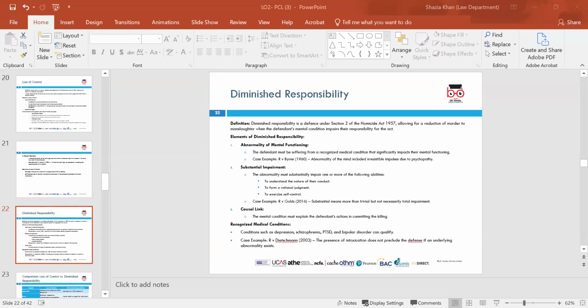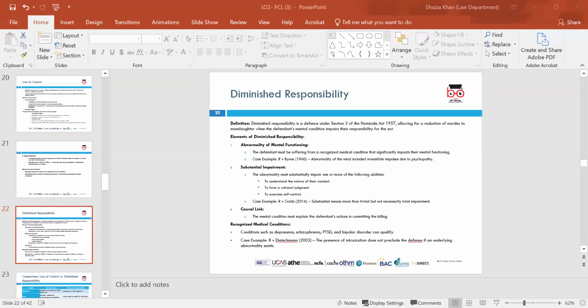Several landmark cases have shaped how the defence of diminished responsibility in England and Wales can be applied. In the case of R v Byrne, for example, it was established that abnormality of mental functioning does not need to mean a total mental impairment, emphasising the significance of the degree of impairment. More recent cases, such as the Dietschmann case, which I just mentioned, clarified the relevance of the defendant's voluntary intoxication in assessing diminished responsibility.